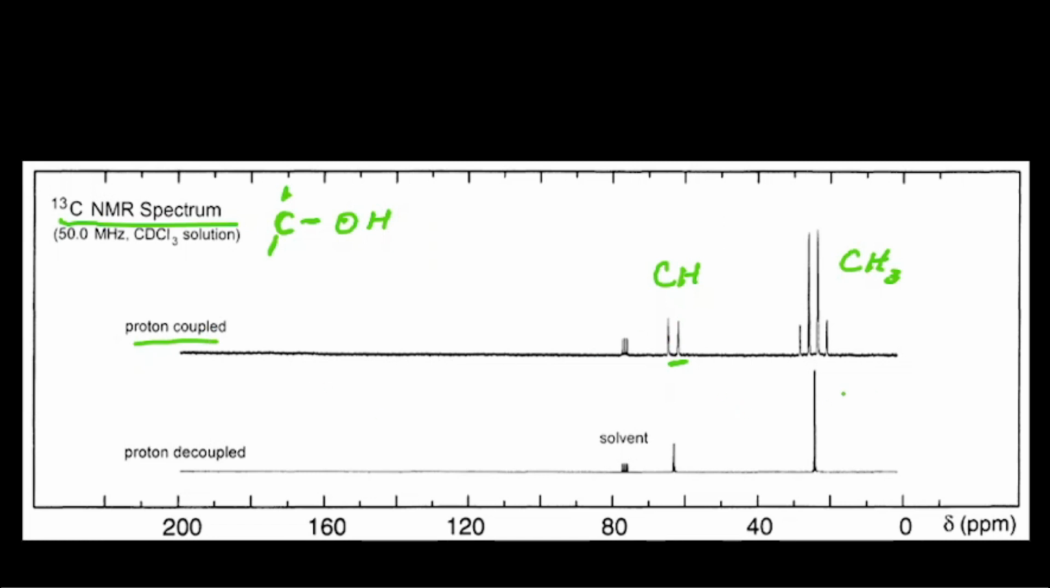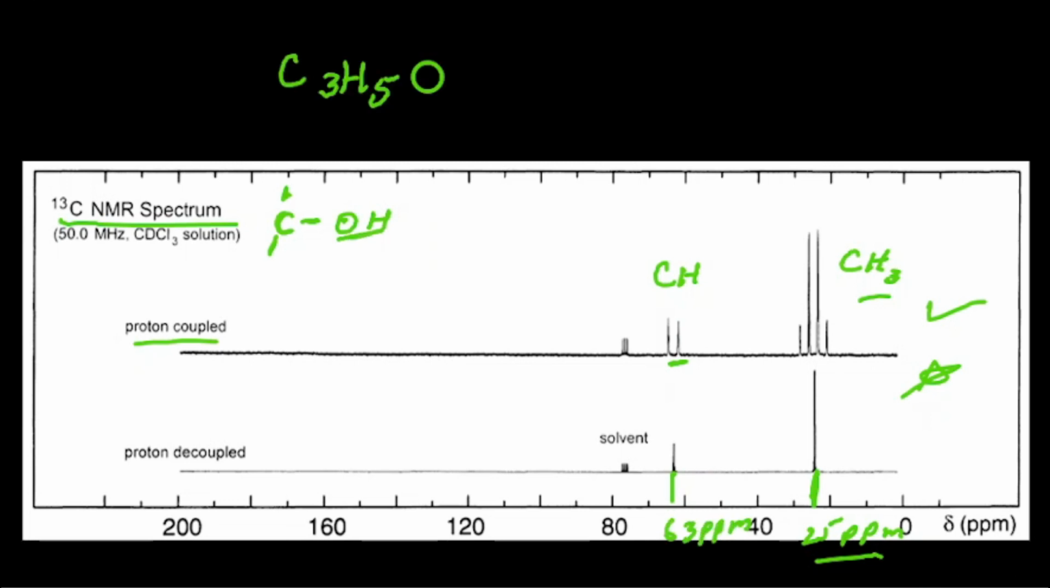Now if we see the chemical shift values, here the chemical shift is in the range of about 25 ppm. These are not exact values, but just in the range of 25 ppm. So it means that a CH3 group is present. And the other peak area is almost in the range of 50, 60, and 63 ppm. From this spectrum, we concluded that only two types of carbons are present: one is CH and the other is CH3.